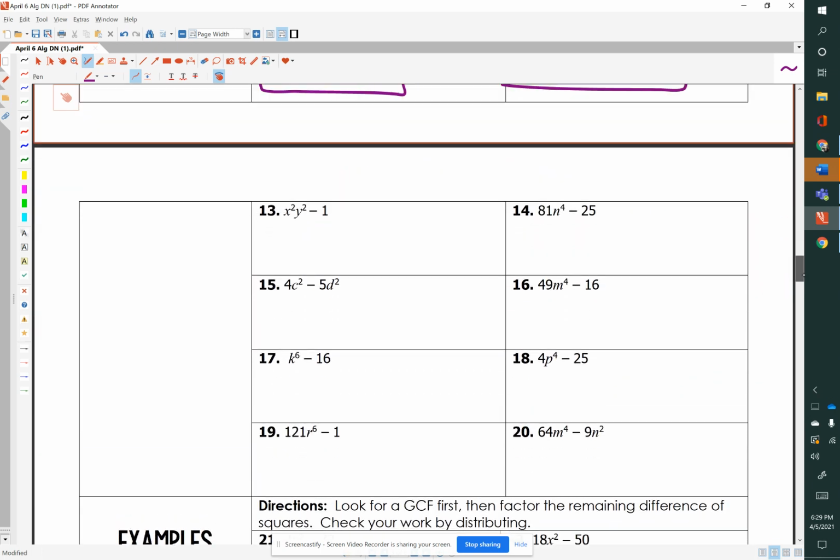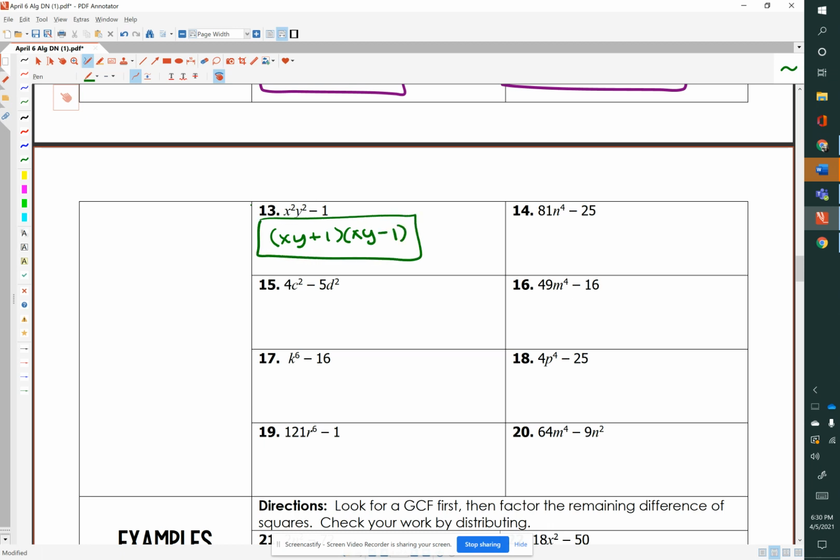Let's move on to the next page. Try number 13 through 20, and then let's come back and see how you did. So I'm going to change the color for 13 through 20. So x squared y squared minus 1 is xy times xy, and that would be xy plus 1, xy minus 1, and that's our final answer.